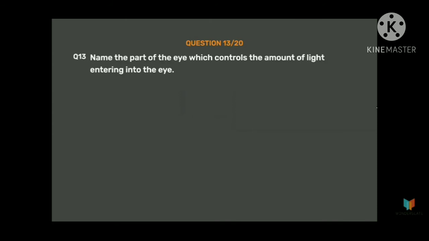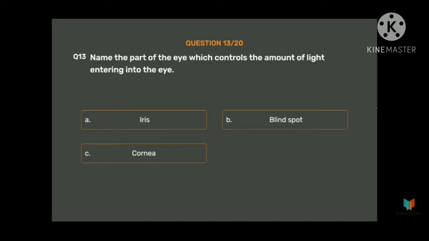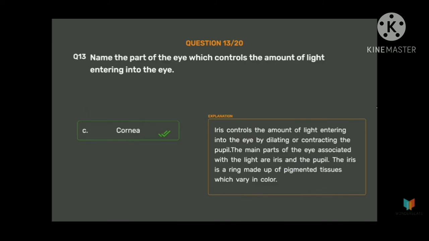Question number 13. Name the part of the eye which controls the amount of light entering into the eye. Option A, iris. Option B, blind spot. Option C, cornea. Option D, none of these. The correct answer is option A, iris. Iris controls the amount of light entering into the eye by dilating or contracting the pupil. The main parts of the eye associated with the light are iris and the pupil. The iris is a ring made up of pigmented tissues which vary in color.